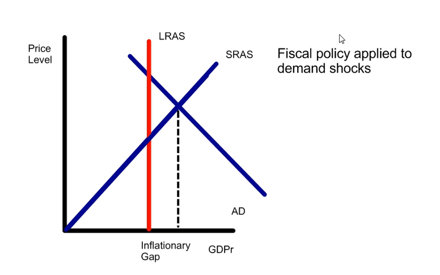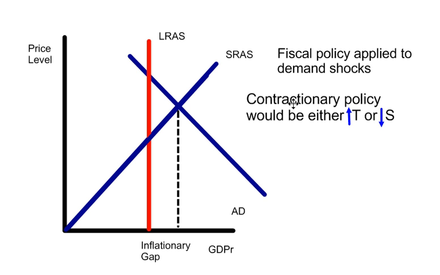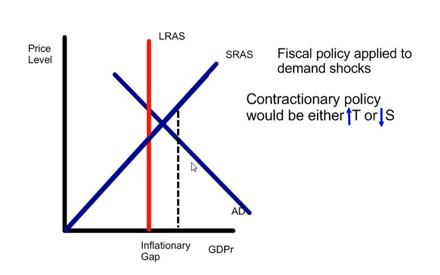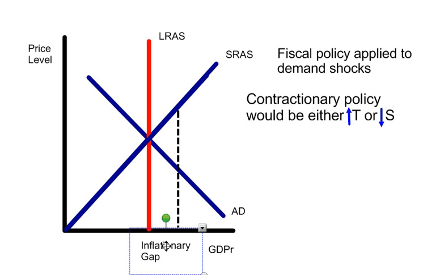So to reduce that inflation, you would follow contractionary policy, which would mean you would either need to raise taxes or reduce government spending until the aggregate demand curve reduces its level to the previous long-run equilibrium and wipes out your inflation.